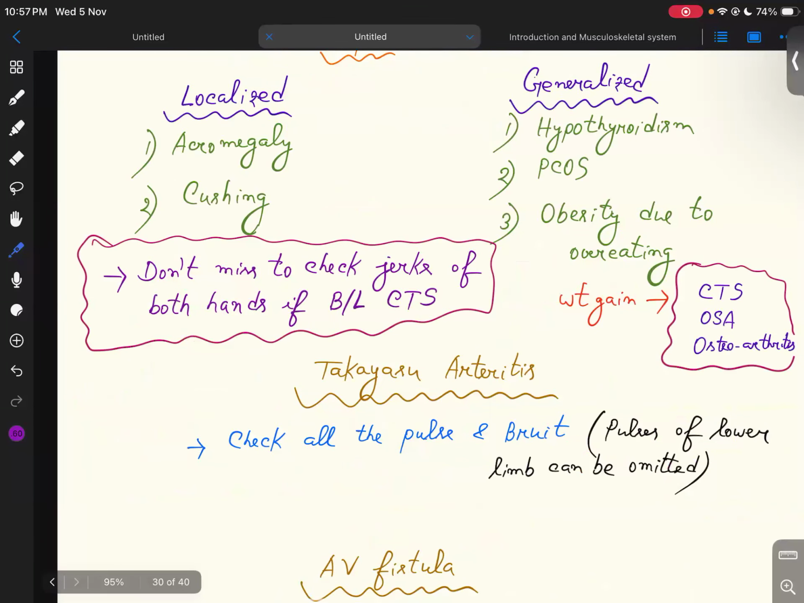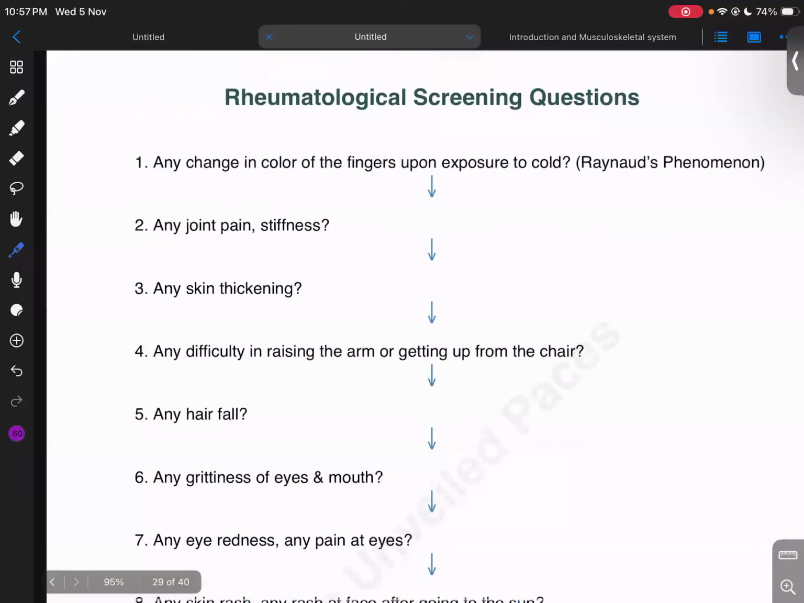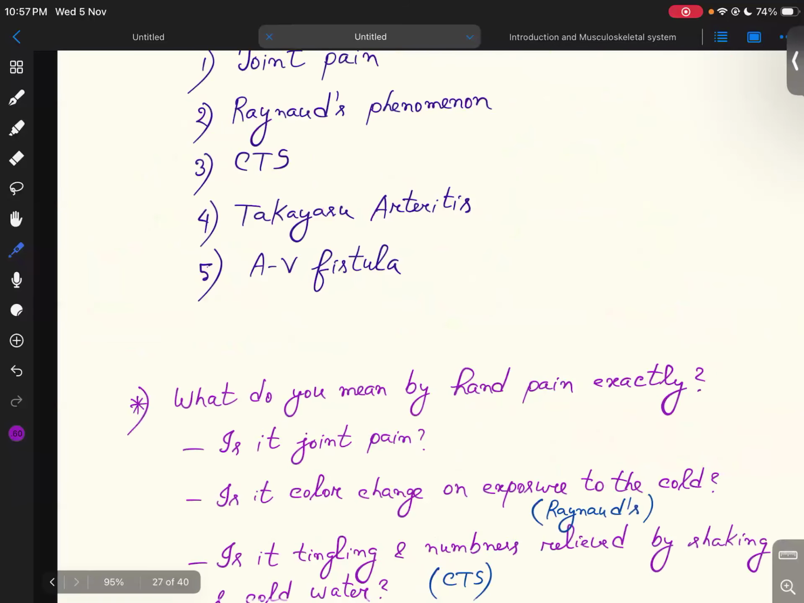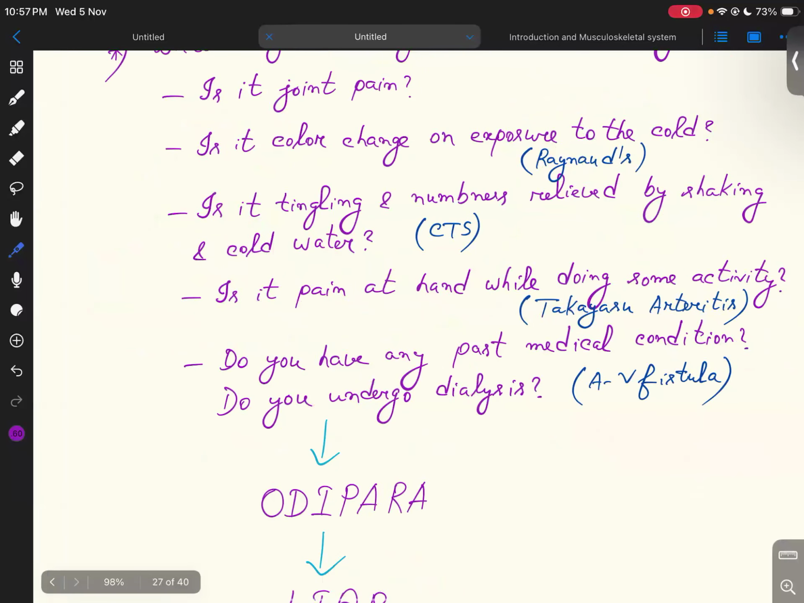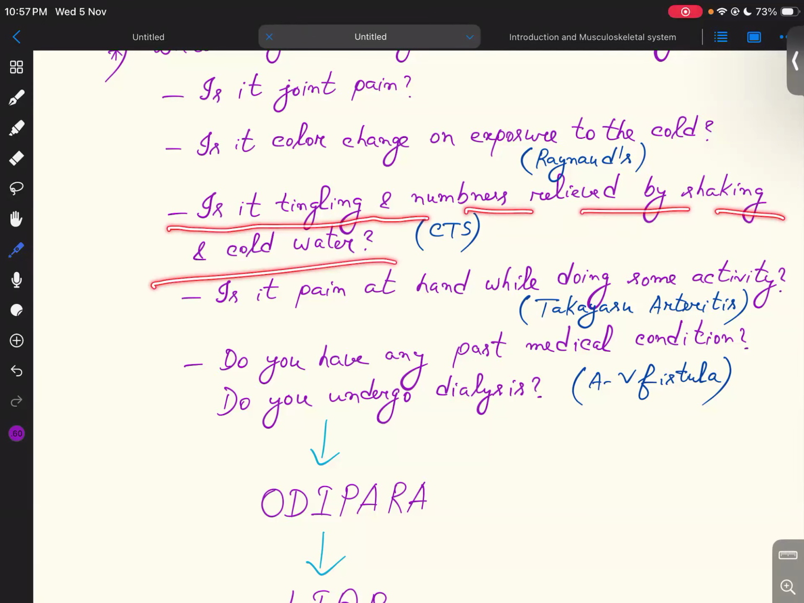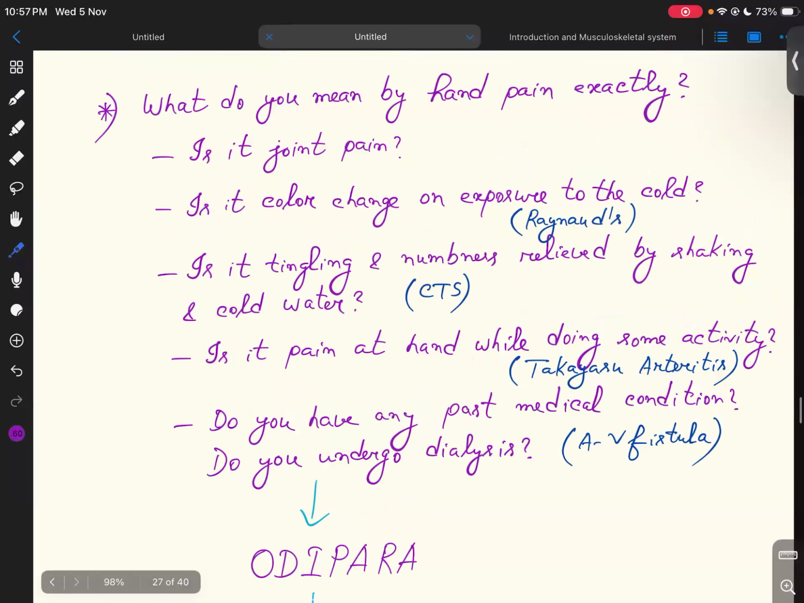Okay, what is the specific question of carpal tunnel syndrome? The specific question was discussed earlier. The specific question is: is the tingling and numbness relieved by shaking and cold water? This is a specific question for carpal tunnel syndrome. Whenever any hand pain comes in the exam, we have to ask, what do you mean by hand pain exactly? After that, you have to give some examples. Is it joint pain? Is it color change? Is it tingling and numbness? Or is it pain in the hand while doing some activity? All of the differential diagnoses have come in the exam.